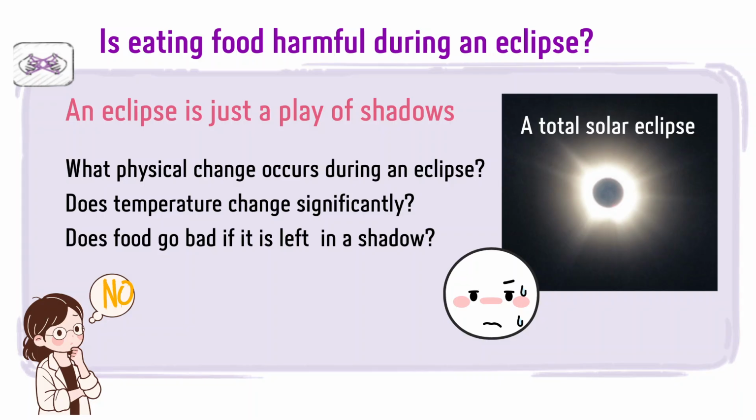Does the temperature suddenly change drastically? Does food spoil just because it is kept in a shadow? Is there any physical, chemical, or biological change happening to the food? When we examine these questions scientifically, we find no evidence that food becomes harmful during an eclipse.